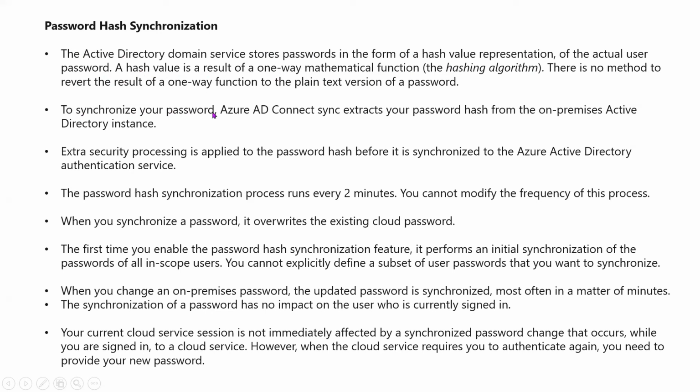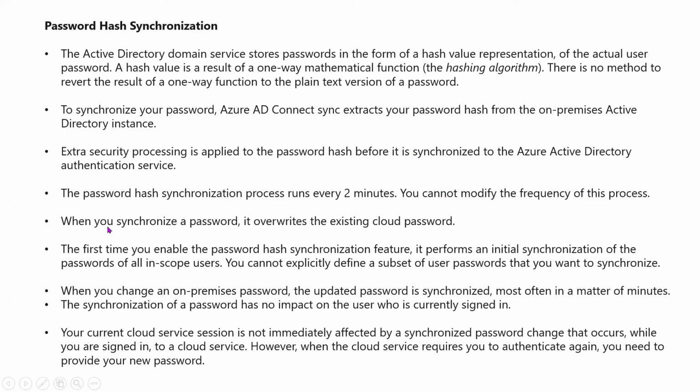To synchronize your password, Azure AD Connect sync extracts your password hash from the on-premises Active Directory instance. So what Azure AD Connect sync is doing here is extracting your password hash from on-premises to sync it with your Azure Active Directory. During this process, extra security processing is applied to the password hash before it is synchronized to the Azure Active Directory authentication service. The password hash synchronization process runs every 2 minutes. You cannot modify the frequency of this process.